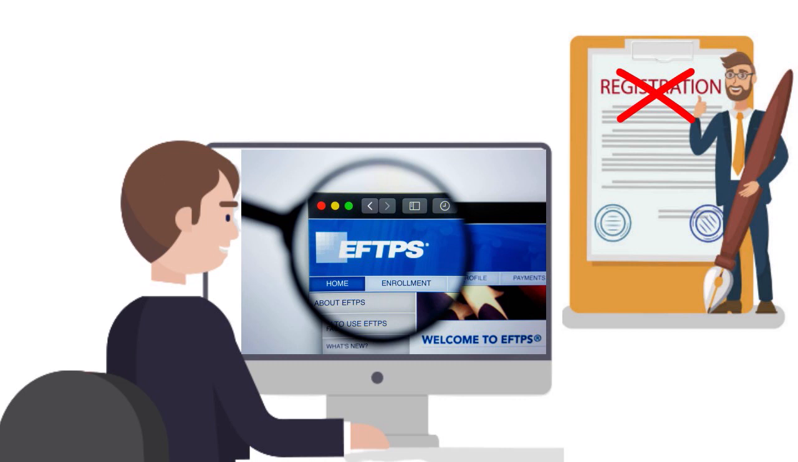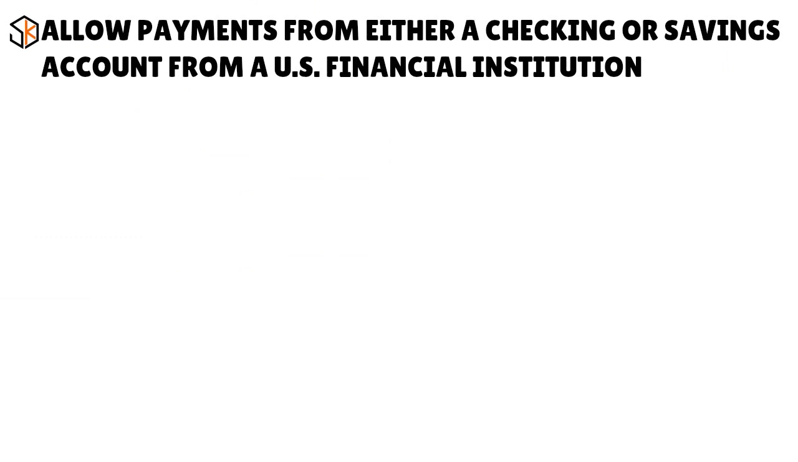One thing I want to say here is that EFTPS is more robust and more comprehensive than Direct Pay. That's why the government wants businesses to use EFTPS more. Both Direct Pay and EFTPS allow payments from either a checking or savings account from a U.S. financial institution.